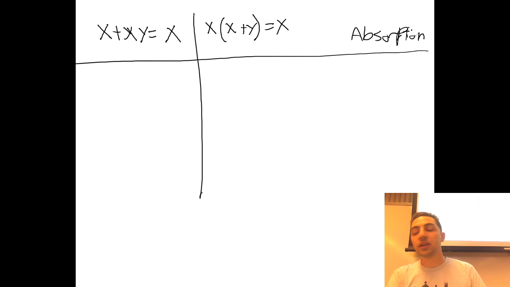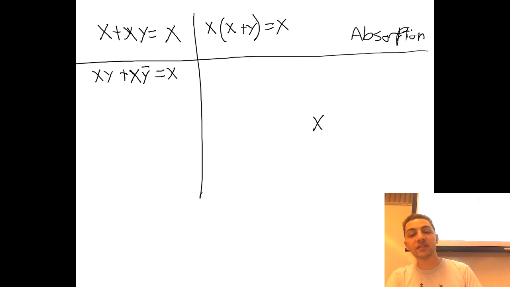As we continue on, look at this guy. X, Y, or X, Y bar. That's also equal to X. This proof, I think, is a little bit easier to see just using algebra. So if I take X, Y, or X, Y bar, it's pretty easy to see that X is in common to both these terms, and I can factor out Y or Y bar.